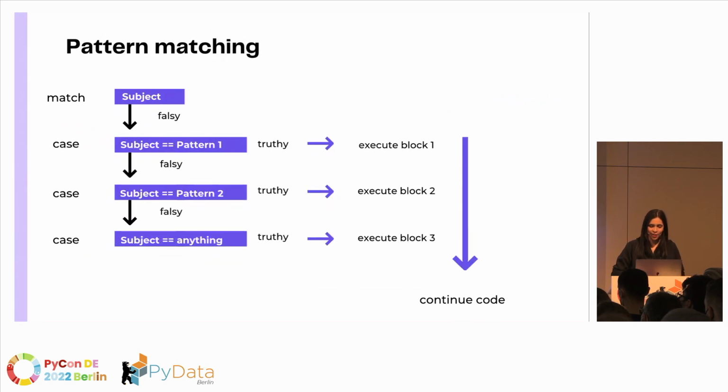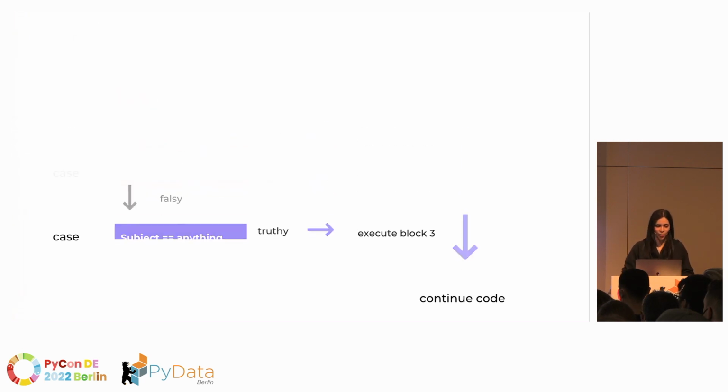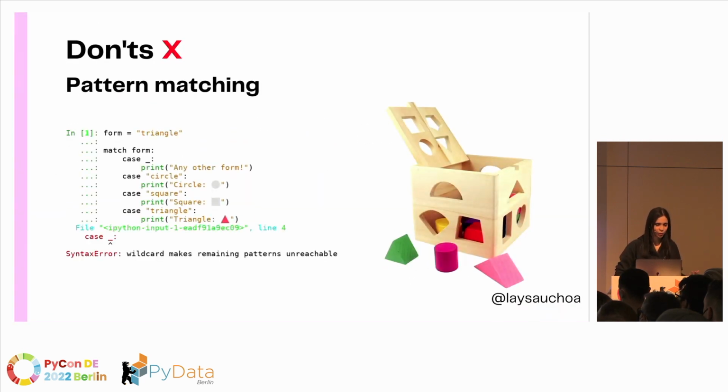Here's also a flow of how it works. You have a match of a subject, and you're going to be trying to match with each case. So you have the case equals to a pattern. If it's true, you're going to execute the block, and you're going to leave it. And if it's false, you're going to continue looking for your match. This seems like real life. So you're going to continue. Maybe you find it, maybe you don't. It also happens.